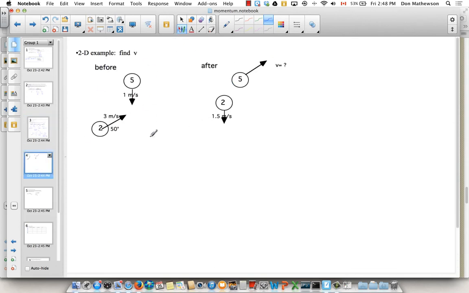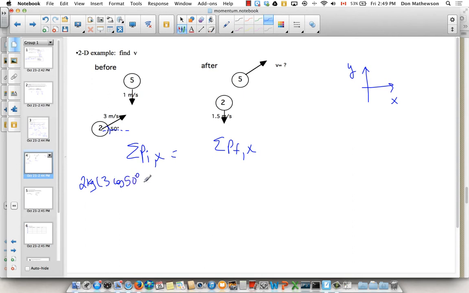We can also look at collisions in 2 dimensions, where we will say the sum of the initial x momentum equals the sum of the final x momentum. By the x direction, I'm referring just to the right on the screen, and the y direction will be straight up. So in the x direction, you can see we're going to have to do a component here. That's going to be 3 cosine 50 for the speed. So that's the horizontal speed.